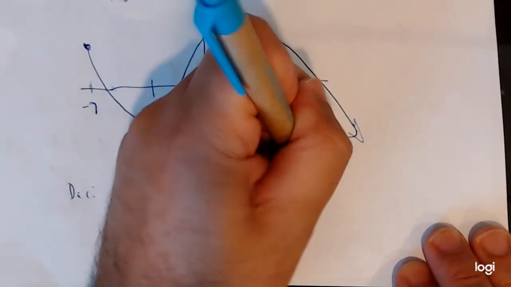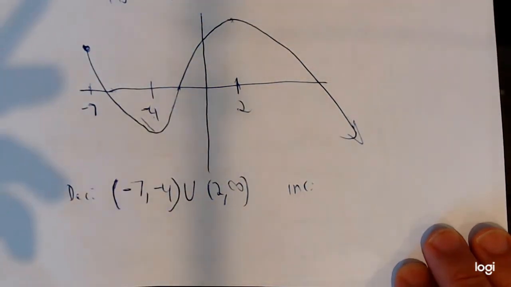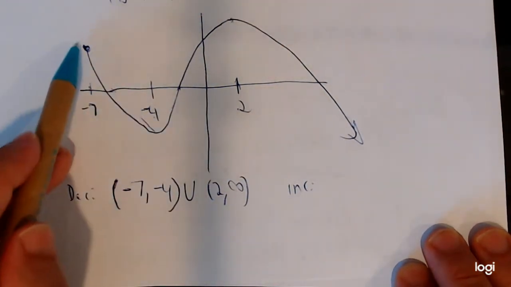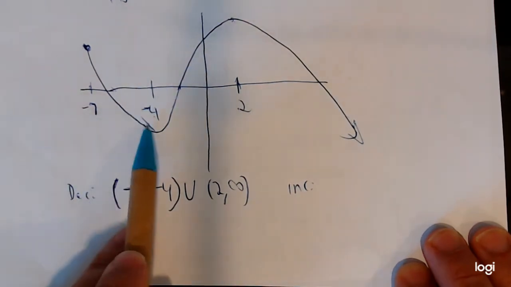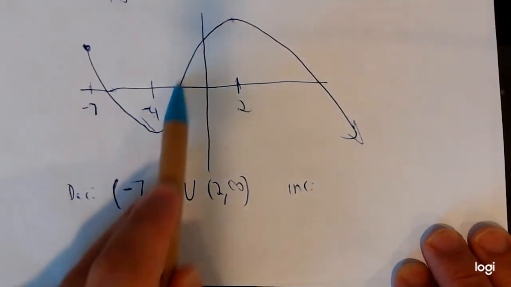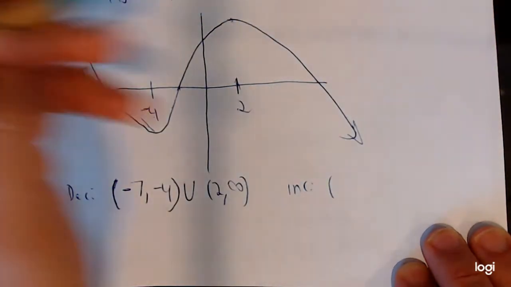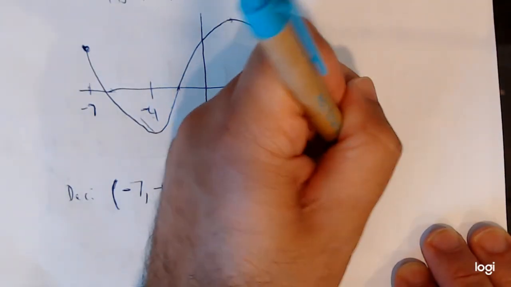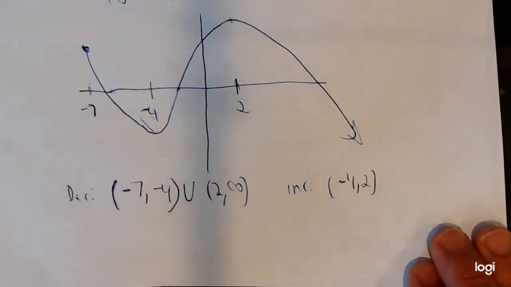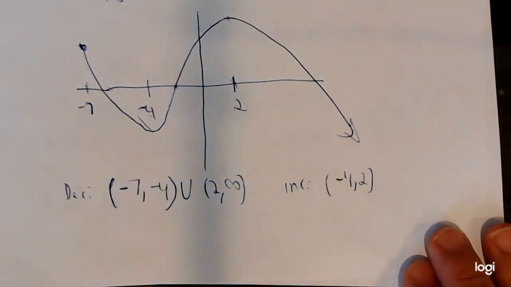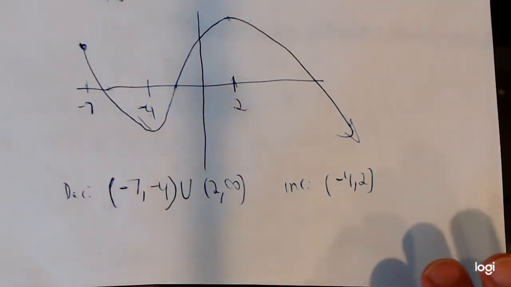Where is it increasing? Where is it going upwards from left to right? From -4 to 2, it's increasing, and that's the only place it's increasing. So the interval where it's increasing is from -4 to 2. Now remember, these are strictly just the x values. We always describe intervals of increase and decrease in terms of x.